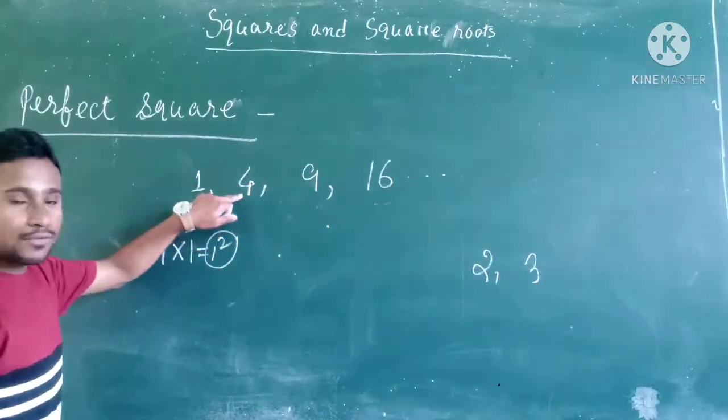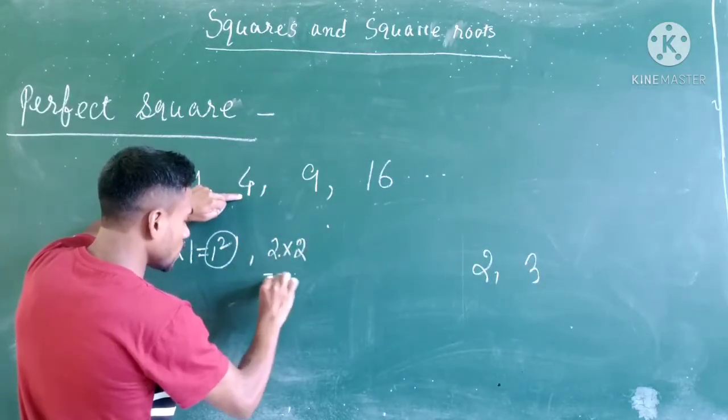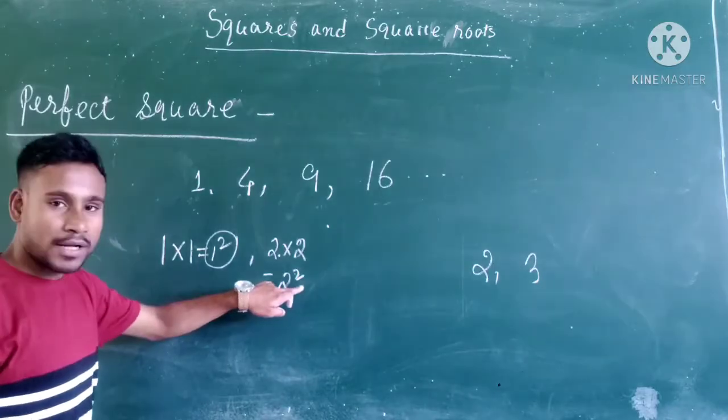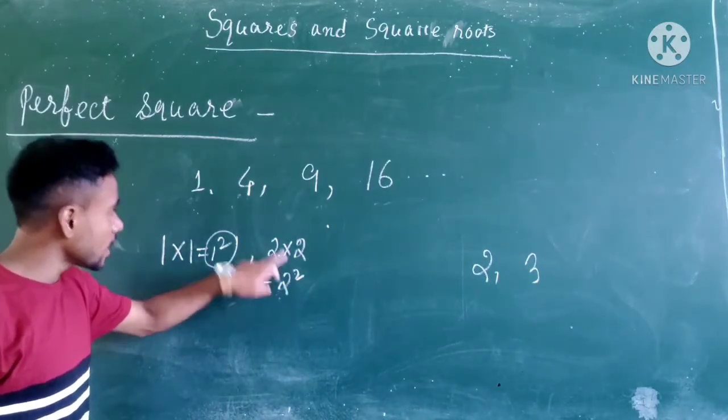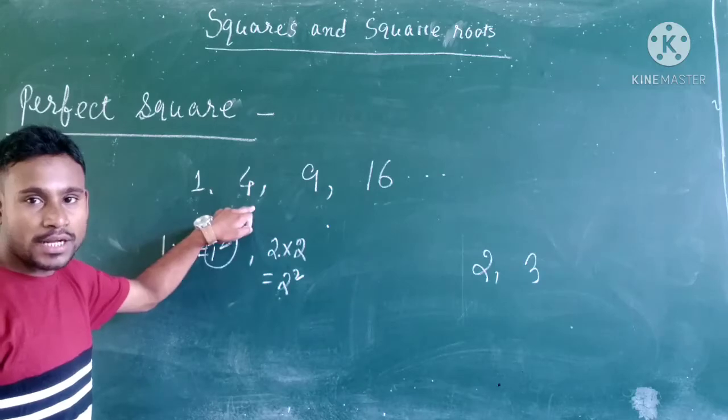Now see for this 4. Can I write 2 into 2, which is equal to 2 square? Now 2 is a natural number and its power is raised to 2. Now 2 square gives us what? 4. So 4 is called what? A perfect square number.